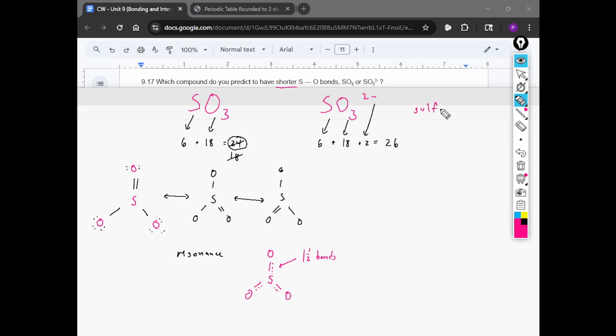So sulfite, yeah, sulfite, okay. Sulfate is going to be SO4 2-, so if that was your guess, it's okay.